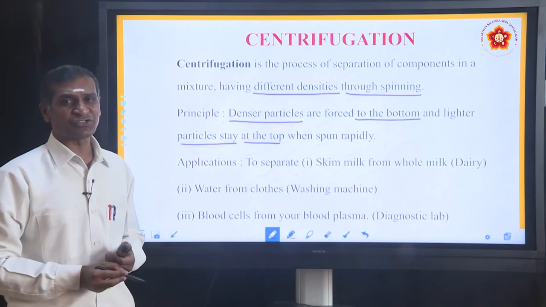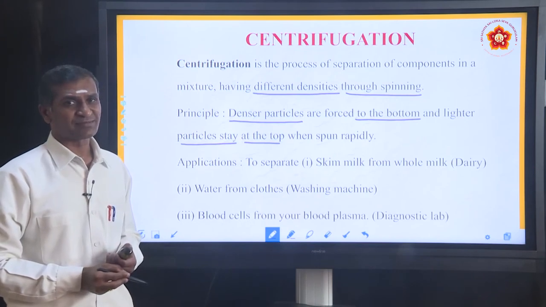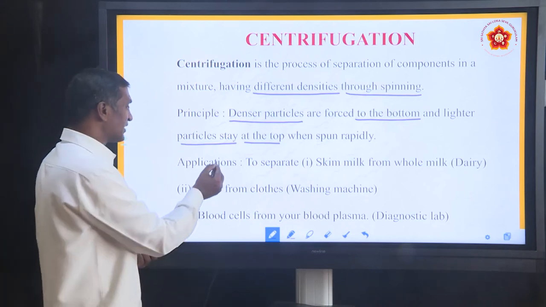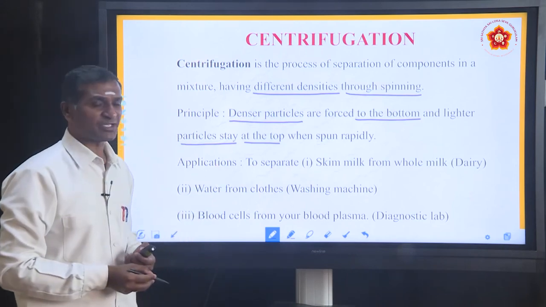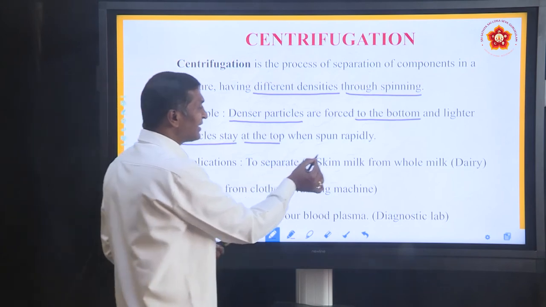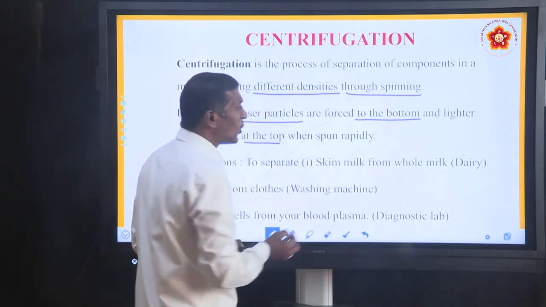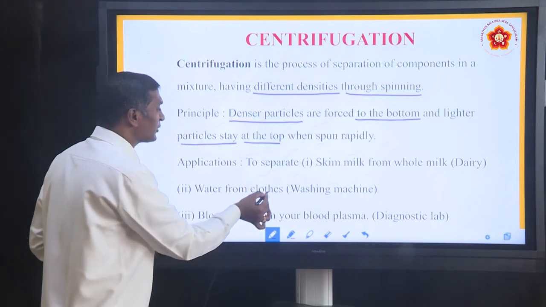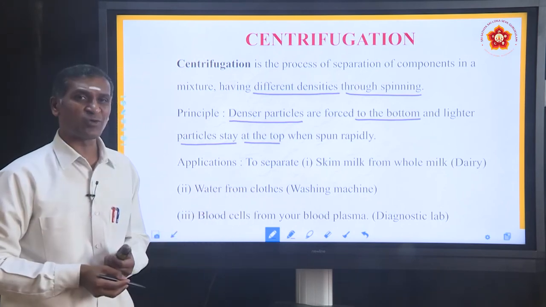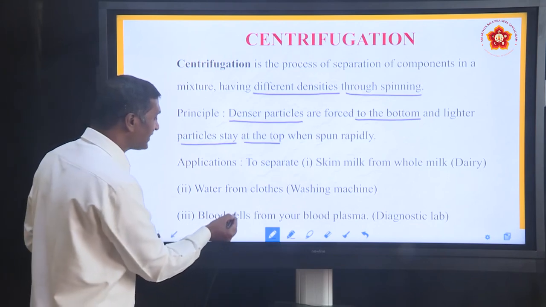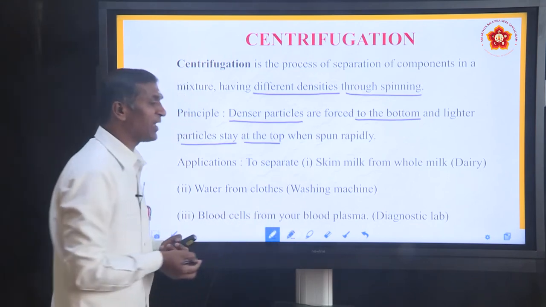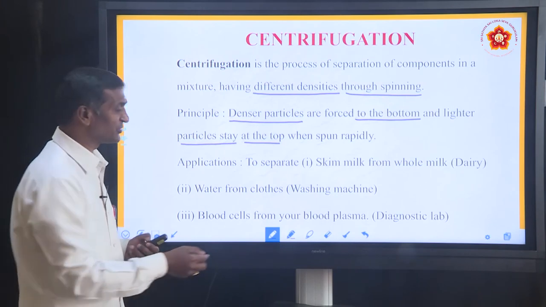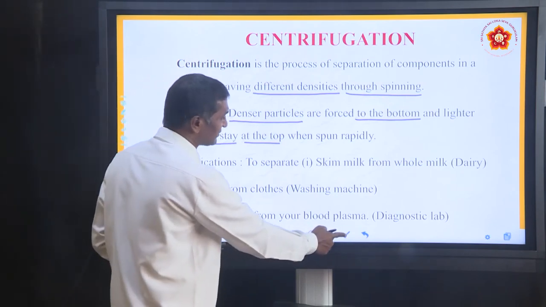Where is this centrifugation method applied? The applications of centrifugation are to separate skim milk from whole milk in the dairies, water from clothes, mainly in the washing machine, and blood cells from blood plasma in the diagnostic lab. We use this centrifugation method.